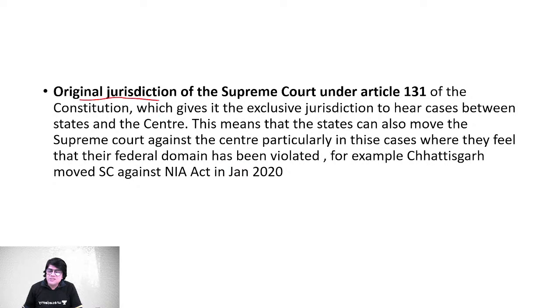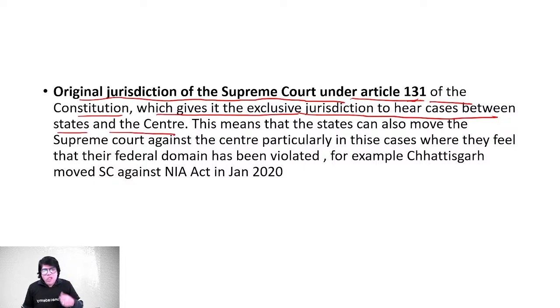Now, original jurisdiction, another instance, we are talking about cooperative federalism, and another instance of that is the original jurisdiction of the Supreme Court under Article 131 of the Constitution, which gives it the exclusive jurisdiction to hear cases between the states and the center, right? Center on one hand, states on the other, or a few states on one hand, a few states on another, or a few states on one hand and a few states or center on another. So that is what is known as the original jurisdiction of the Supreme Court under Article 131, which has a wide-ranging meaning and implication.